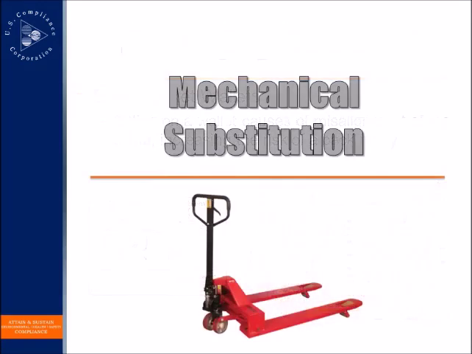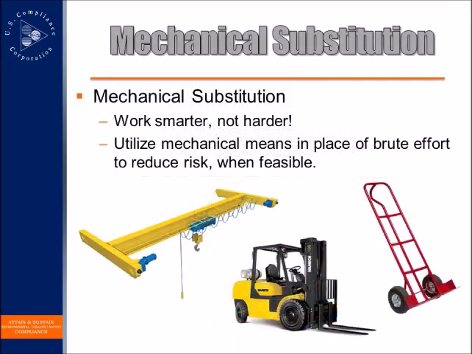Another way that we can reduce the risk of a back injury is to utilize mechanical substitution when available and feasible. Mechanical substitution is what I like to call working smarter, not harder. And so by utilizing tools such as cranes, forklifts, dollies, carts, in place of brute effort, we are reducing risk when it is feasible to do so.